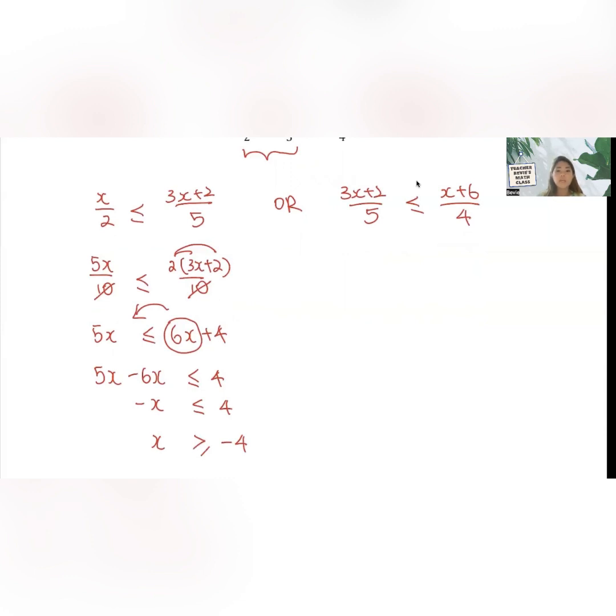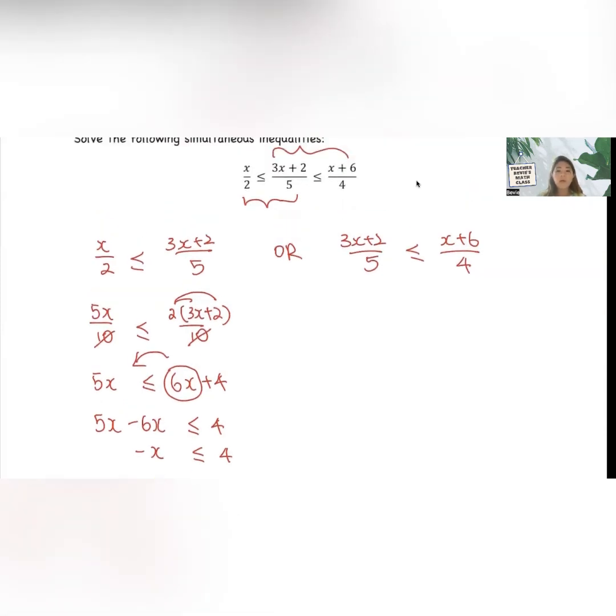Now moving on to the second part. Same thing. I will have to make my denominator the same first. For the first fraction, I have 5 as the denominator. Second one, I have 4 as the denominator. So for this set, the common denominator over here will be 20. For the first one, I will have to multiply it by 4. And for the second one, I'll multiply it by 5. Same thing, the denominator is the same. I can cancel them away and just work on my numerator itself.